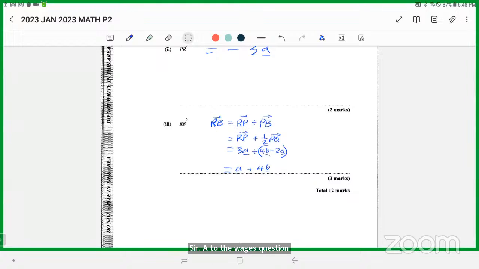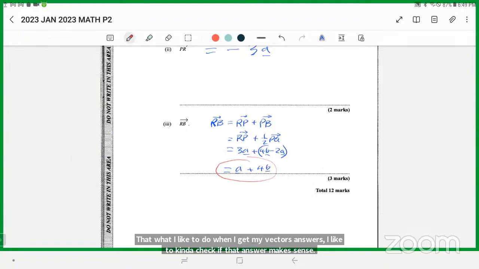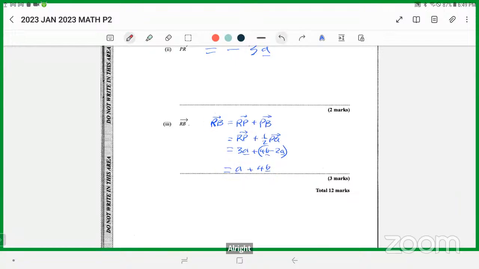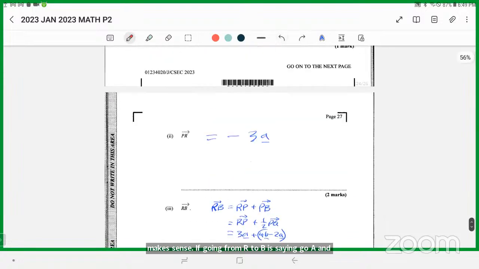So that is the answer for this one, guys. What I like to do when I get my vectors answers is check if that answer makes sense. Let's check it on the diagram. Going from R to B, it's saying go A and then go 4B, where 4B is half of B. So let's check if it makes sense.